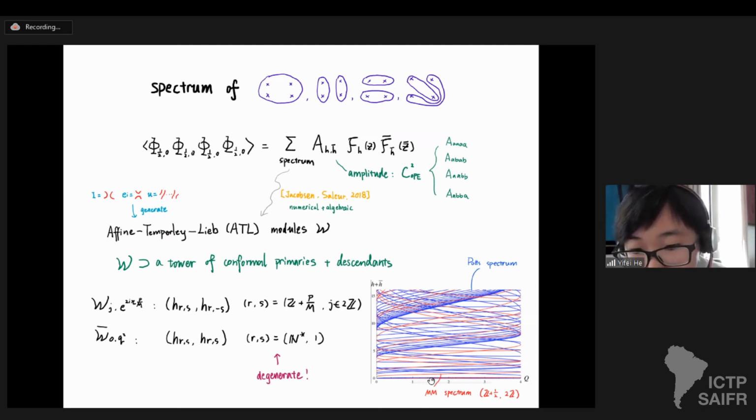And in comparison, the red is a minimal model spectrum, analytically continued to generic values of central charge that covers the whole range of Q between 0 and 4, which is a very simple spectrum covering a subset of the Potts spectrum.